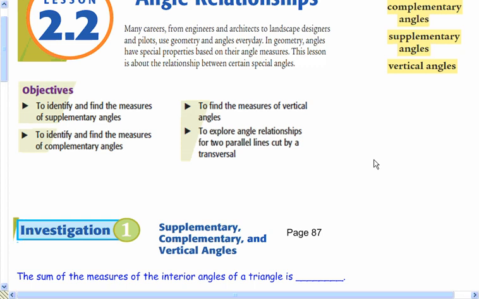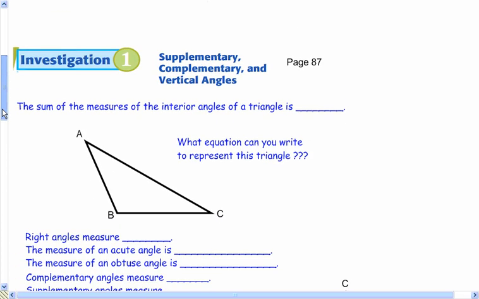This is about angle relations. There are 4 objectives in these next couple lessons. You are going to learn how to identify and find the measures of supplementary angles, to identify and find the measures of complementary angles, to find the measures of vertical angles, and to explore angle relationships for 2 parallel lines cut by a transversal. Some of those words might be new to you, but we'll get to those. So you should eventually learn those.